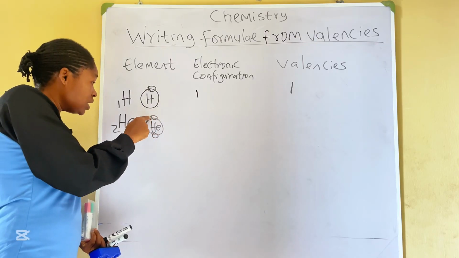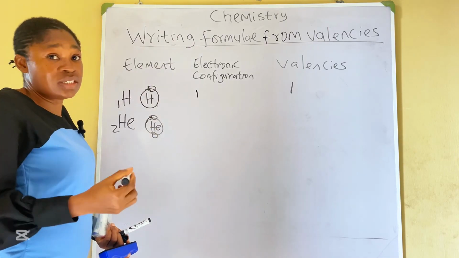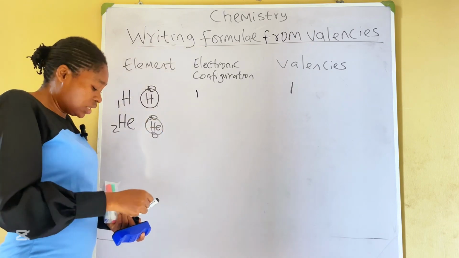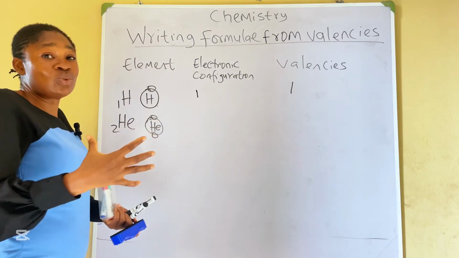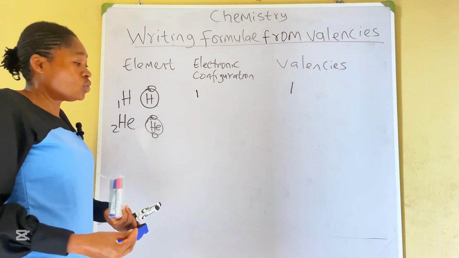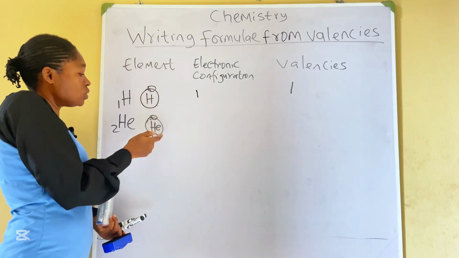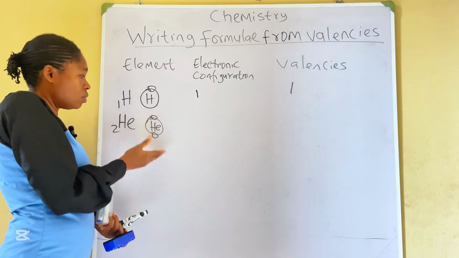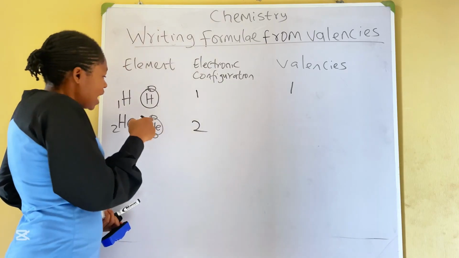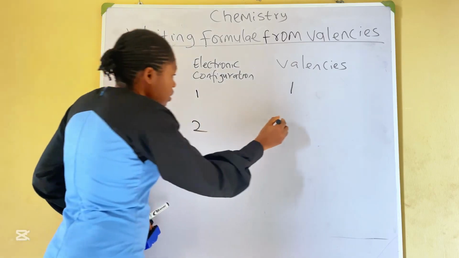Anyone in a stable state has zero valency. So helium has acquired the duplet state. Remember, every element wants to acquire either the octet state or the duplet state. Hydrogen will go into chemical bonding in order to acquire the duplet state like helium. So helium is stable. The atomic number of helium is 2, and it has 2 electrons in its outermost shell, the first shell. So the valency is 0.